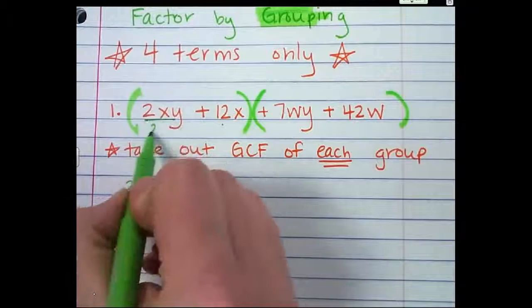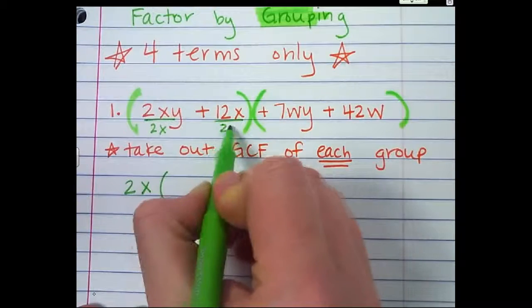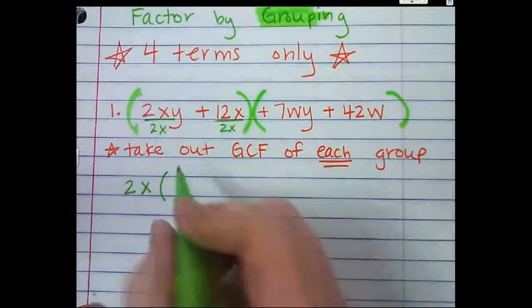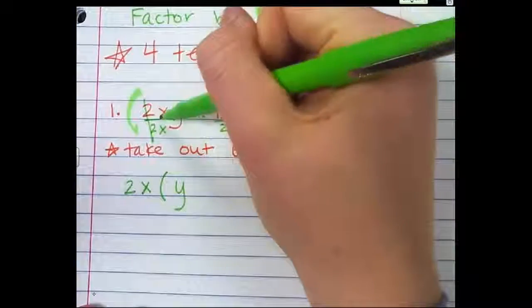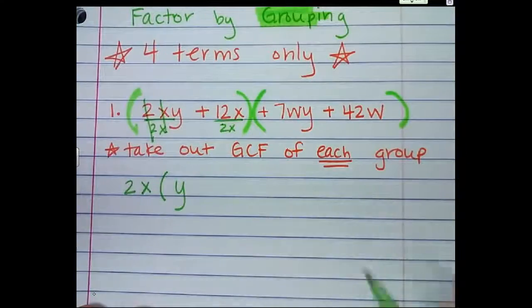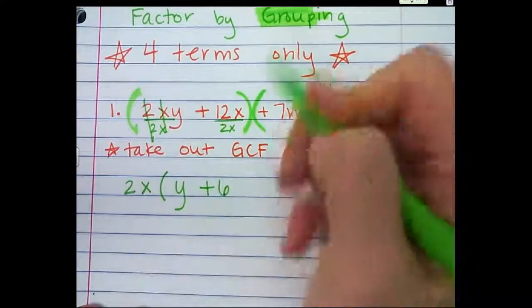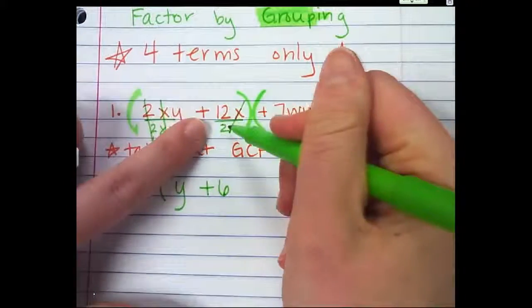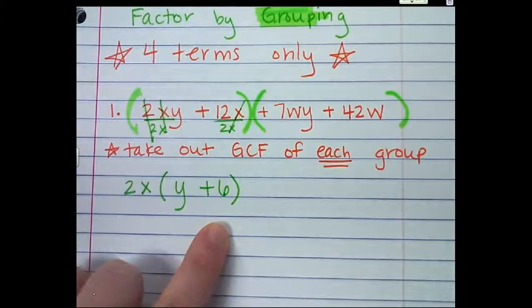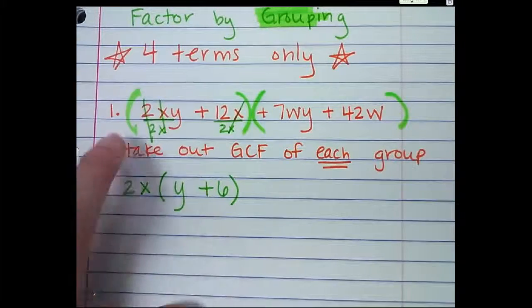So let's write what's left. If I divide each term by 2x, I get a y. The 2's and the x's cancel, plus 6. Because the x's cancel, 12 divided by 2 is 6. Okay, so there's the GCF of the first one.